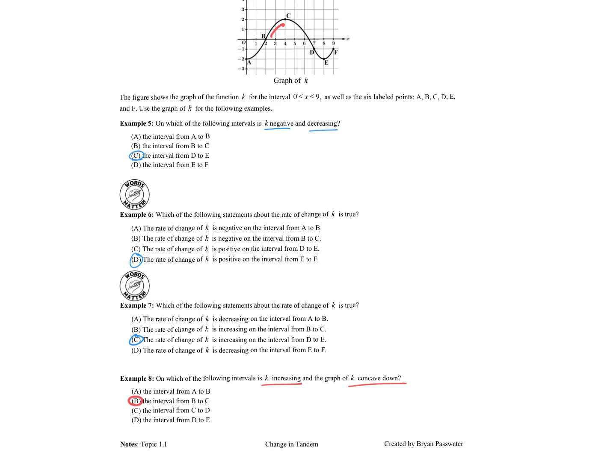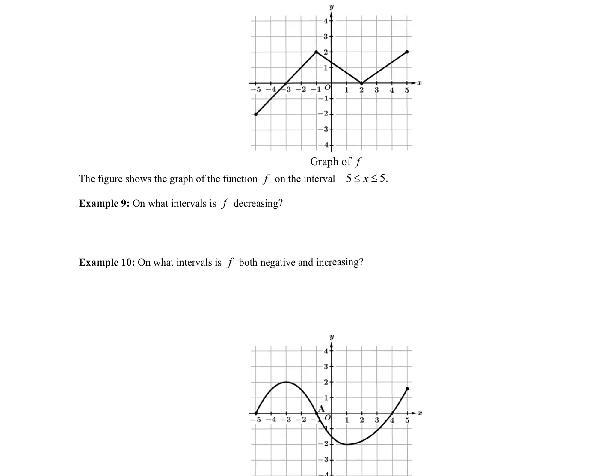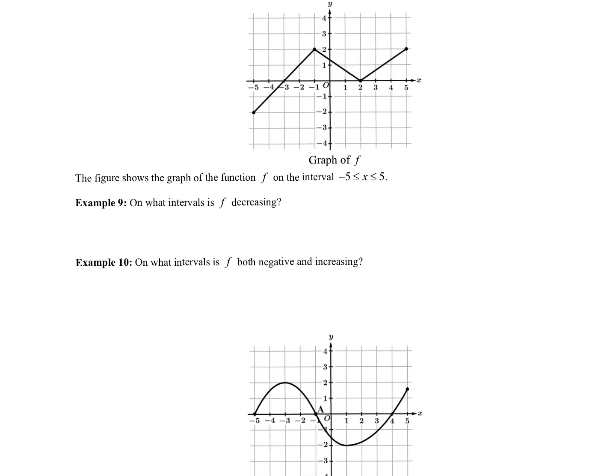All right. Let's do a couple more. So now we have this graph, okay? It says on what intervals is F decreasing? So what does the word decreasing mean? It's going down, all right? Kefa, where is this going down? Negative 1 to 2, and that's it. Do we have anything more? No, not at all.